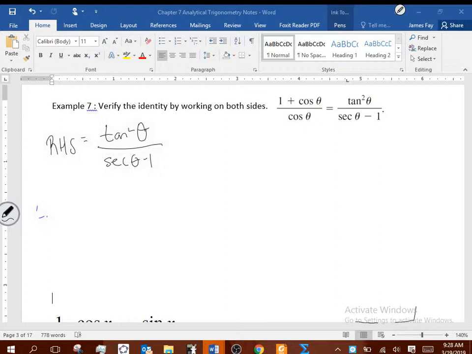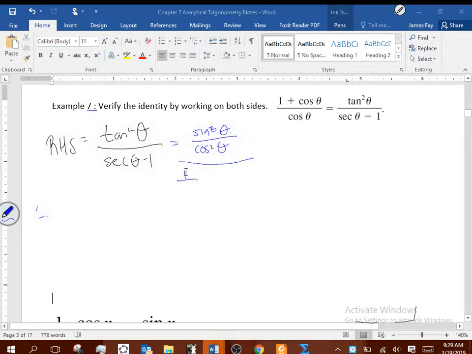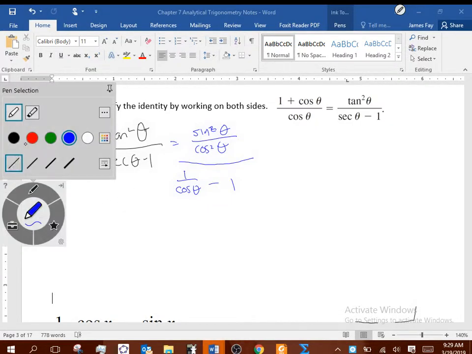Let's take this and rewrite it as sine squared theta over cosine squared theta, divided by 1 over cosine of theta minus 1. Is everybody okay with that? Okay, so now here's the thing. This is a compound fraction, right? Okay.